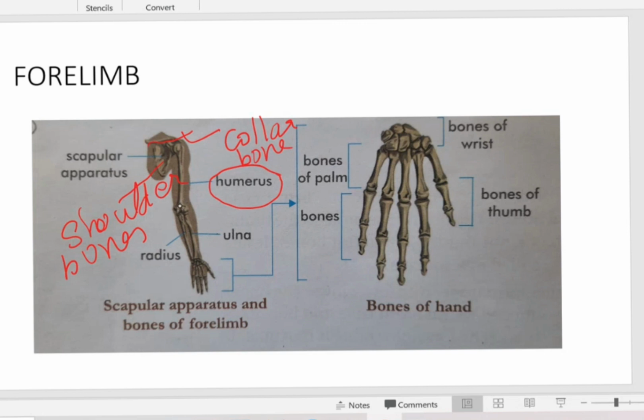And from the elbow, what is the name of the joint? Hinge joint. After the hinge joint, you can see two bones connected to your palm. The left side is called radius, and the right side you can see is ulna. So you have three bones here: humerus, radius, and ulna.